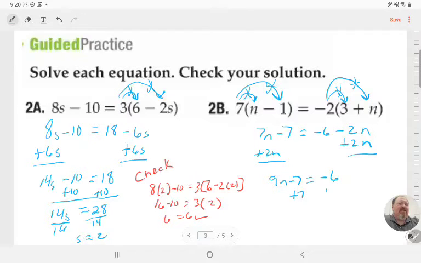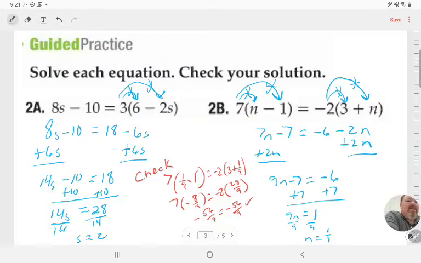I then add 7 to both sides, and I'm going to get 9n equals 1. And then divide by 9, and n equals 1/9. And then you can see I went ahead and ran the check right here. Plug in 1/9 into all of the n's. I would end up with, without simplifying, negative 56/9. That's really as far as I need to go because both sides have the same thing, so that I know that it is truly the right answer. Okay?